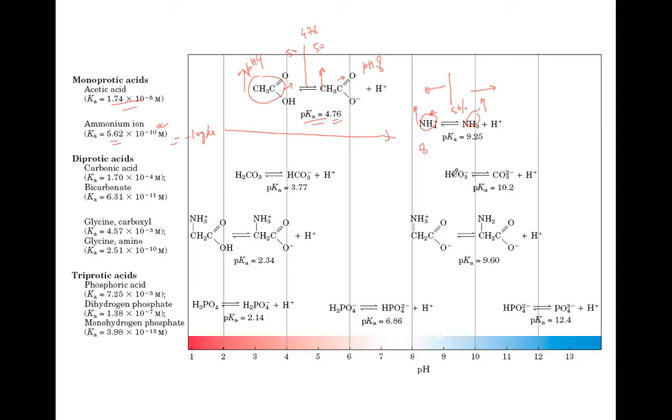Now let's see some of the acids which are diprotic, like H2CO3. This will dissociate into HCO3 minus and H plus, and it will also dissociate again from HCO3 minus to CO3 2 minus and H plus. So two dissociations will take place, and so there will be two pKa's, right? One pKa is at 3.77 and the other pKa is 10.2.